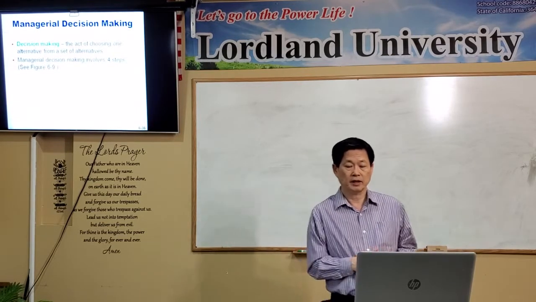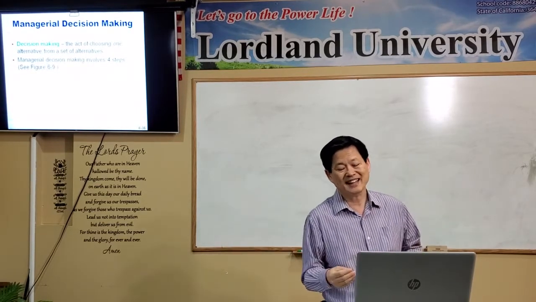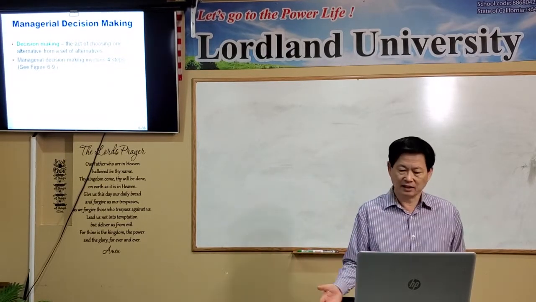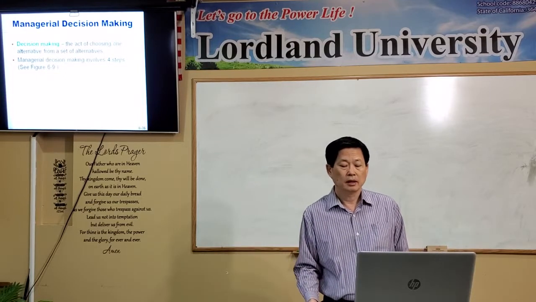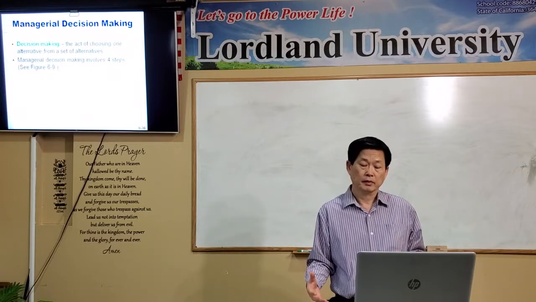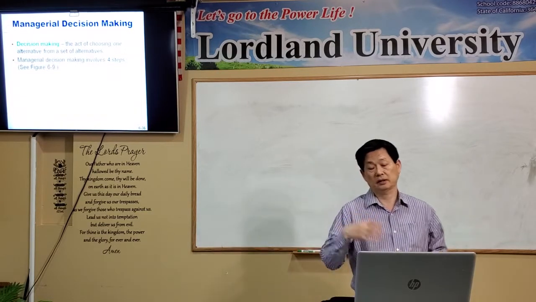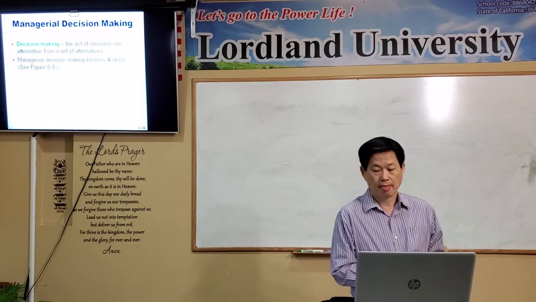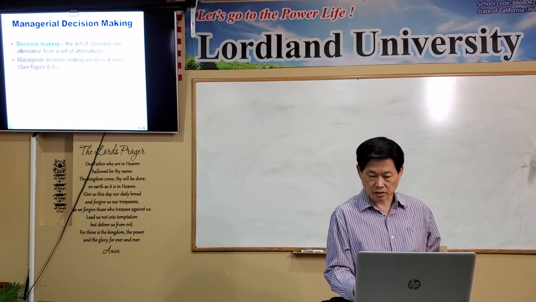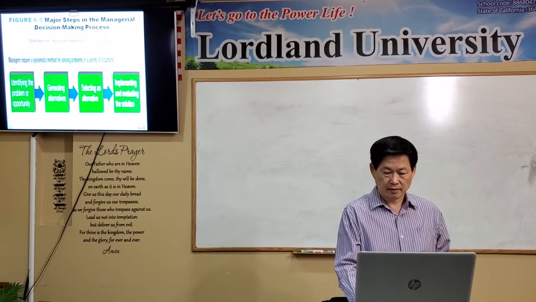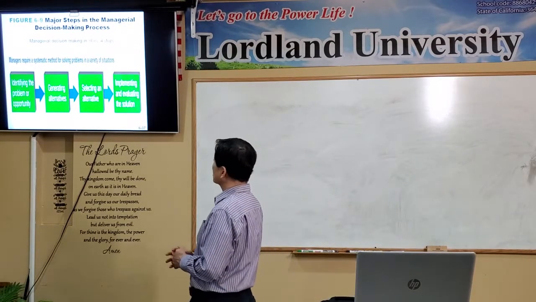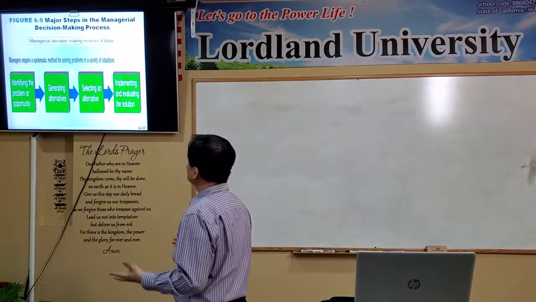Manager decision making. Decision making is the action of choosing one alternative from a variety of alternatives. Okay? There are four steps in manager decision making. Okay? This figure shows the major four steps in the manager decision-making process.